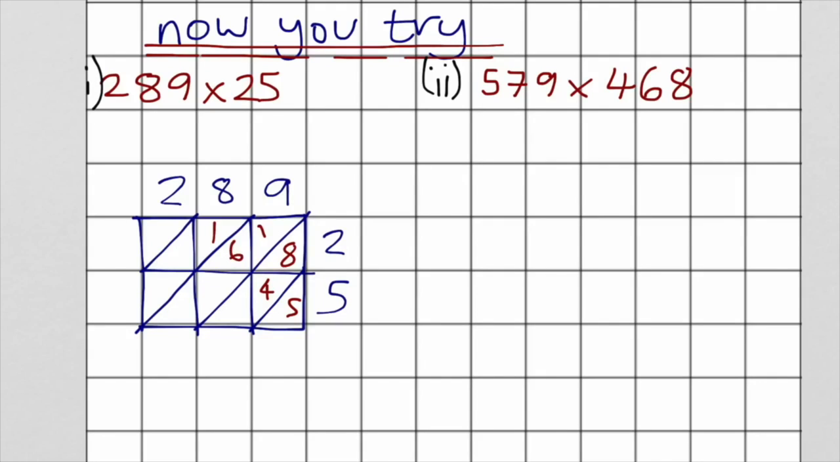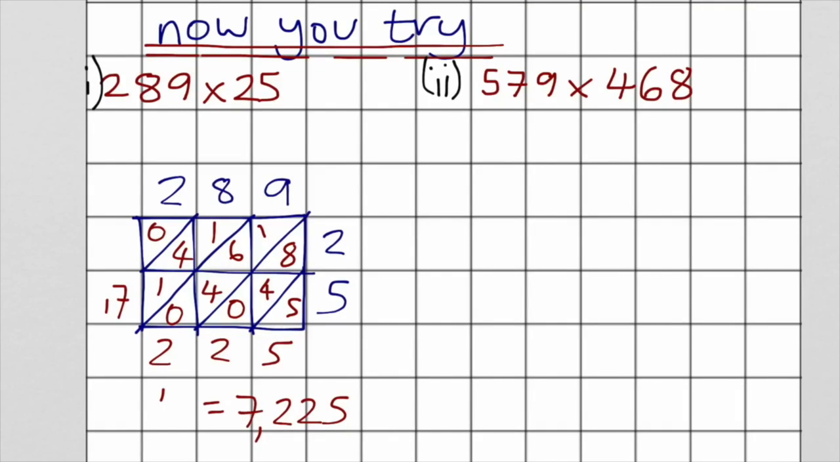16, 40. And then add up my columns. 5, 12, 7. So my answer is 7,225. Now for the second one.